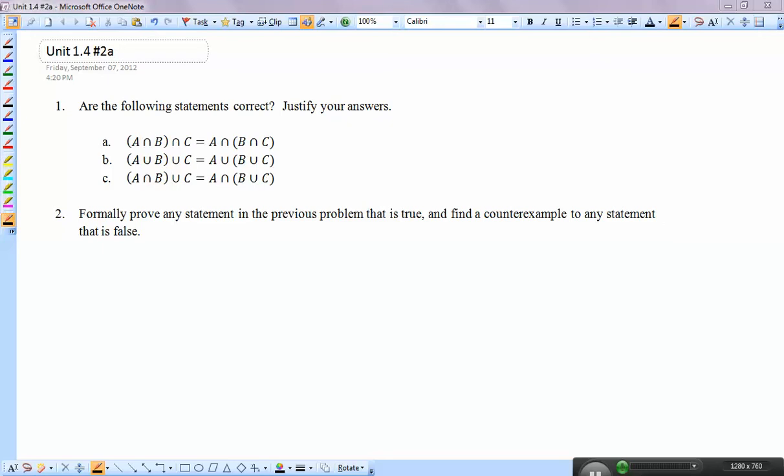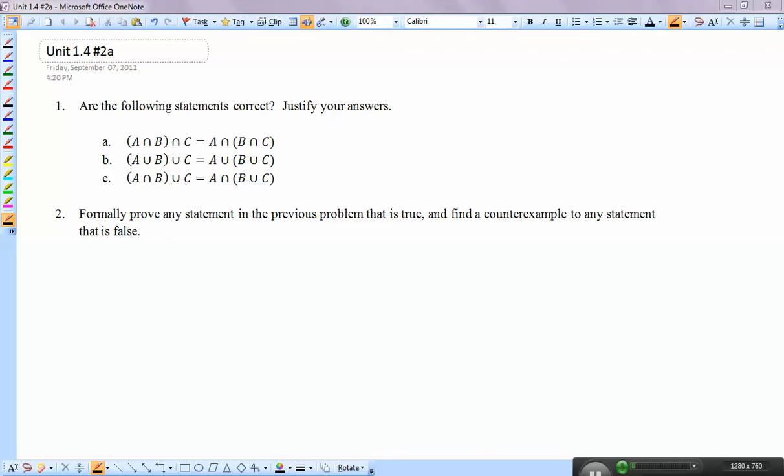Okay. So what I want to do is take you through Unit 1.4's handout, which is more set stuff. And I'm going to take you through 2A. Now 2A says formally prove anything in the previous problem that's true. And I'll just tell you 1A is true.